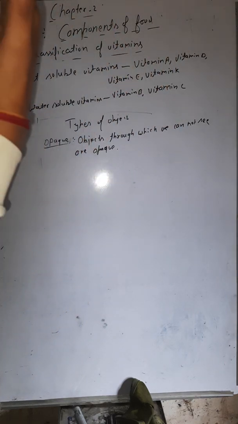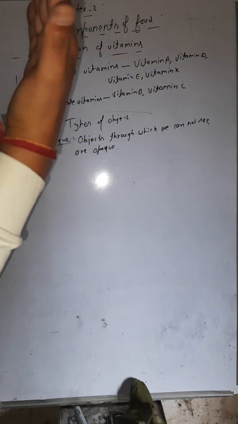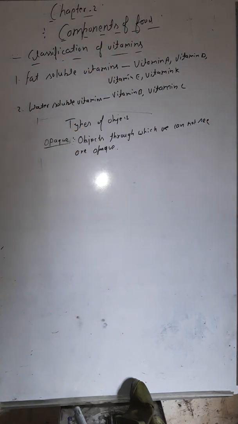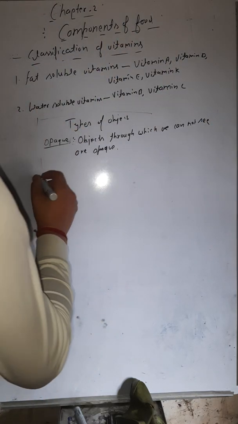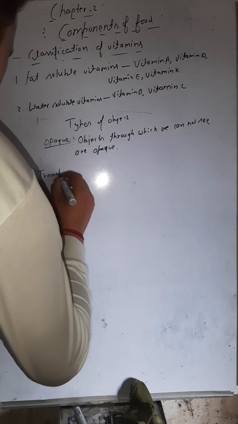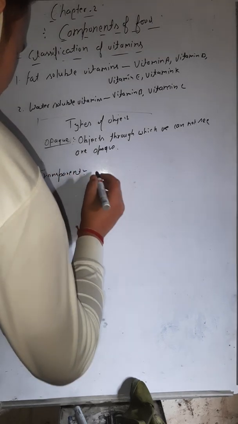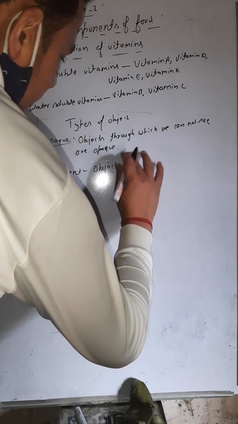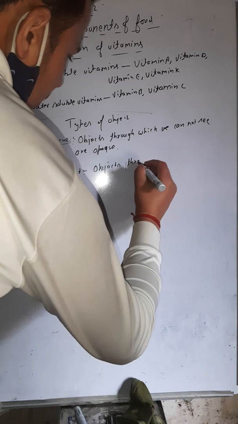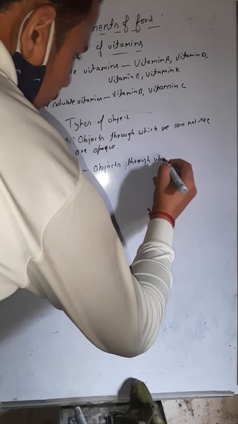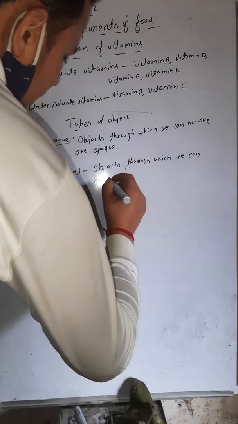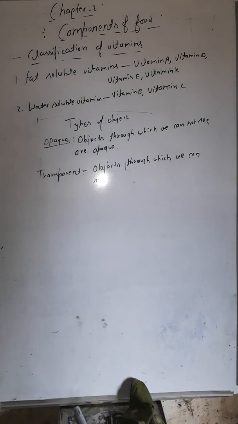And the second one are the transparent objects, through which we can see. Like suppose if I keep a glass here, or your goggles, these are transparent objects, through which you can see. Such objects are called transparent objects. So the second one I am writing here: transparent means objects through which we can see are called transparent objects.